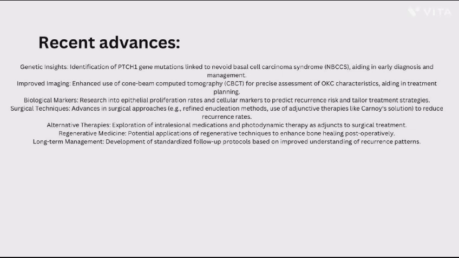Surgical techniques: advances in surgical approaches to reduce recurrence rates. Alternative therapy: exploration of intralesional medication and photodynamic therapy as adjuncts to surgical treatment. Regenerative medicine: potential applications of regenerative techniques to enhance bone healing post-operatively. Long-term management: development of standardized follow-up protocols based on improved understanding of recurrence patterns.